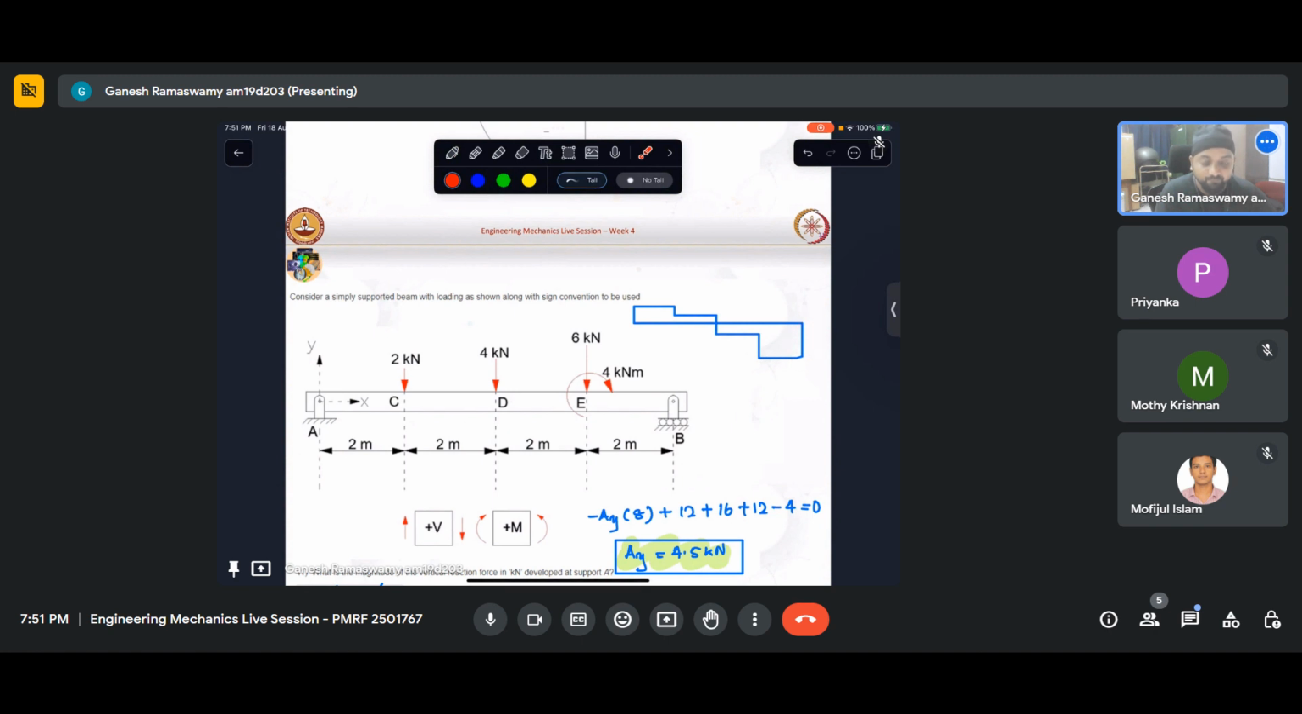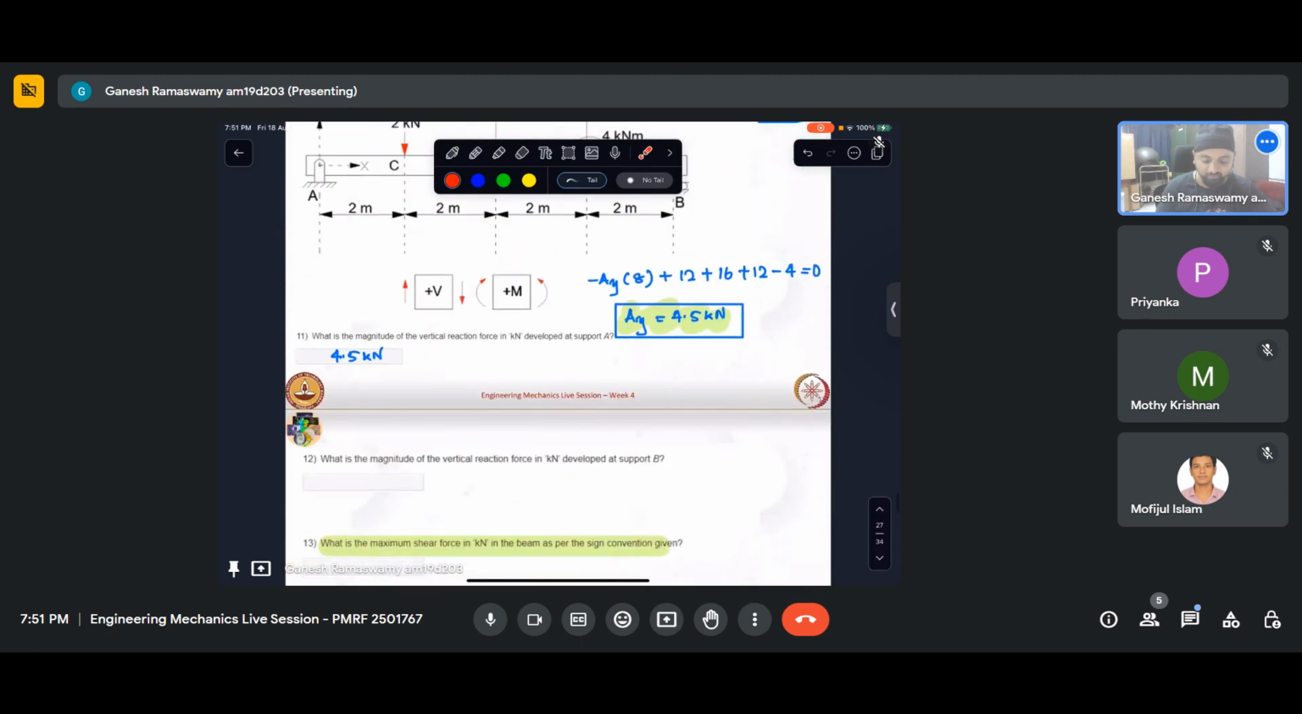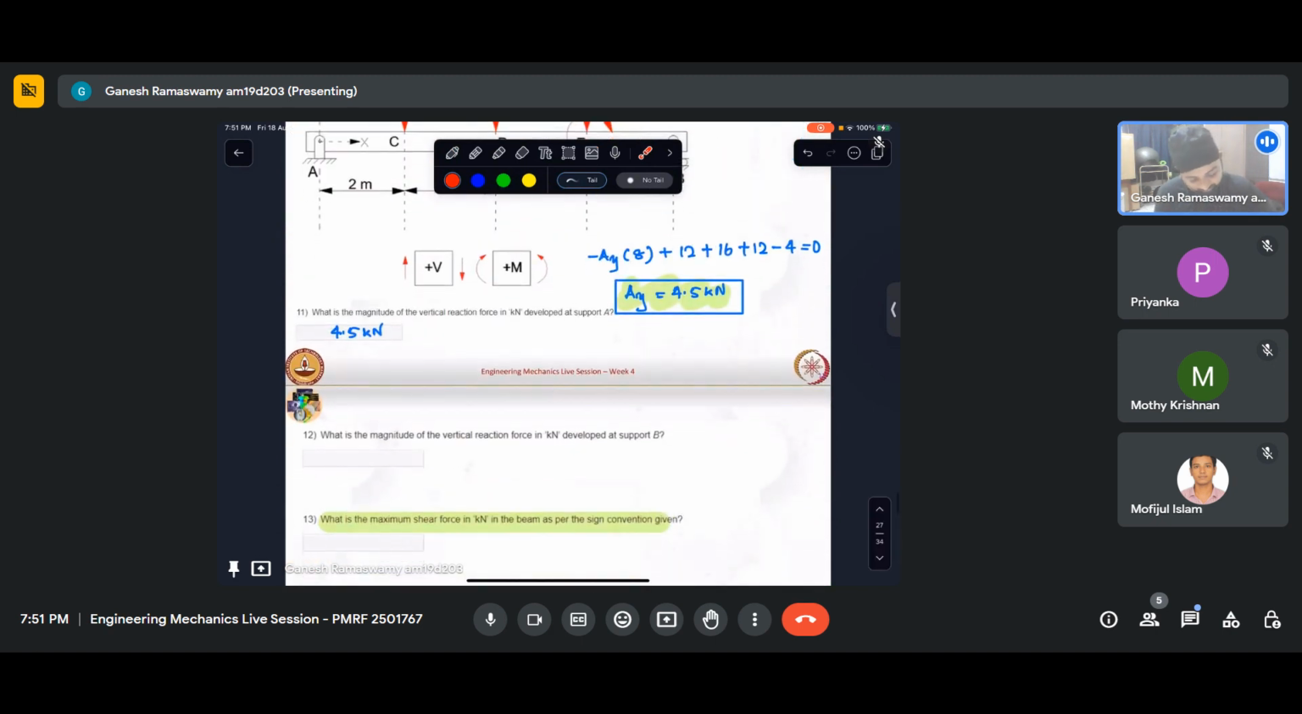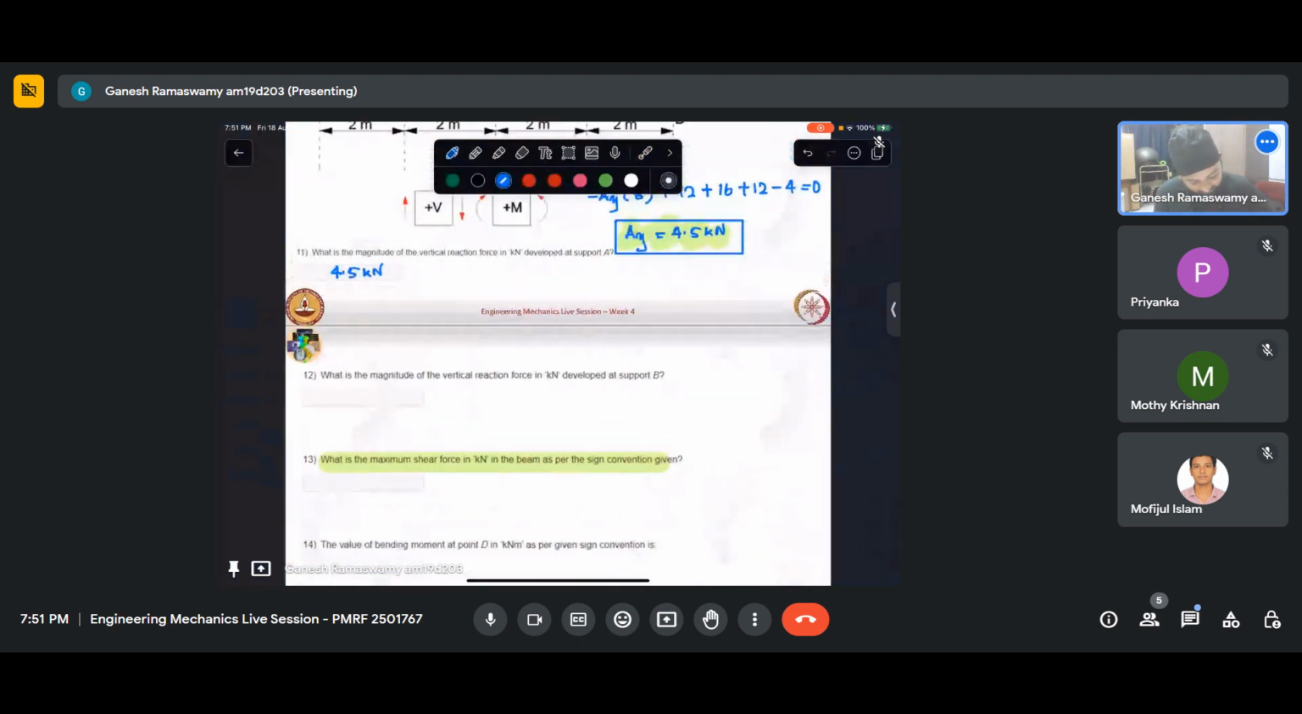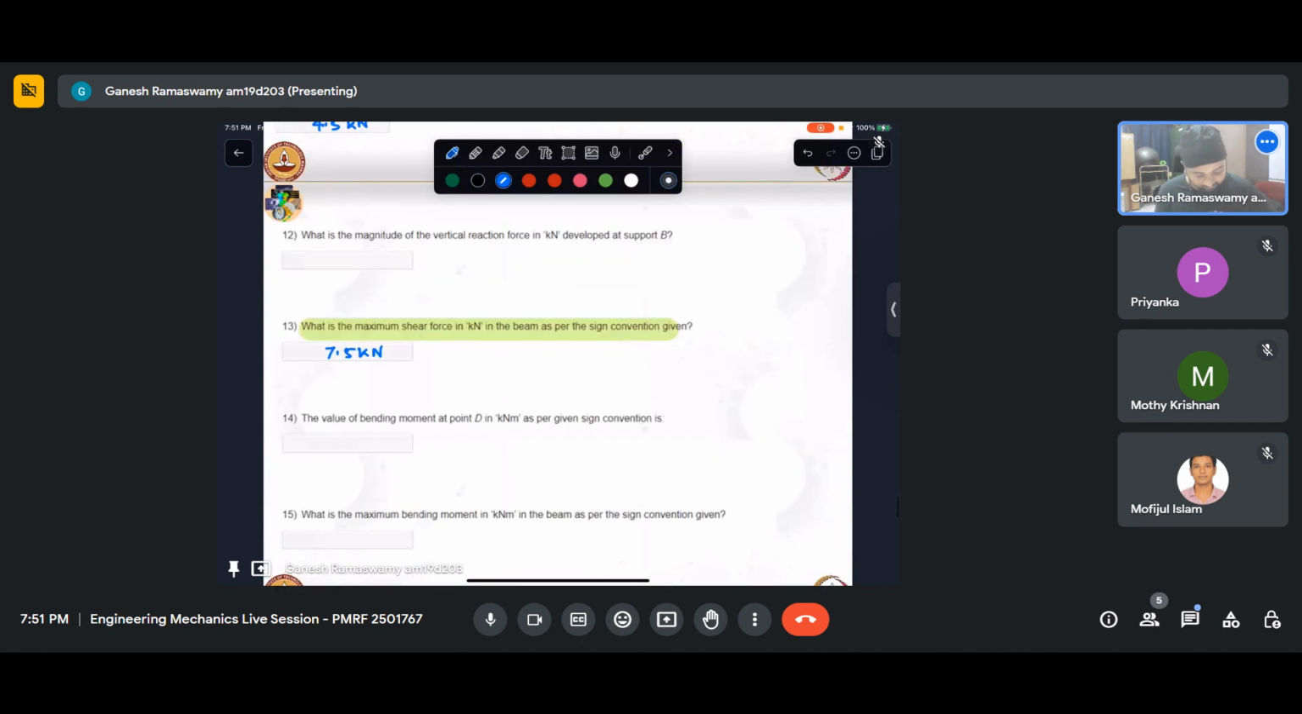It will be AY minus the sum of all these forces, which is 12. AY minus 12, so it is 4.5 minus 12, which is nothing but 7.5, so it is 7.5 kilonewton here. Similarly, bending moment, if I see, what is the bending moment at D?